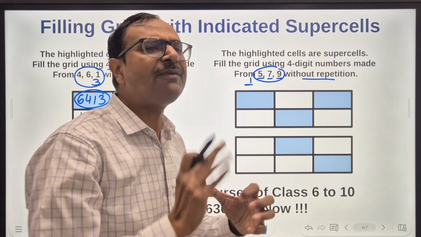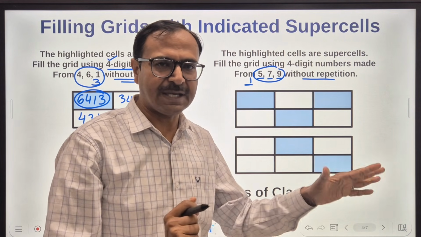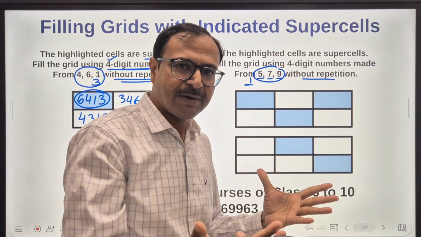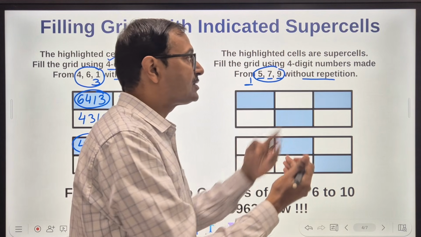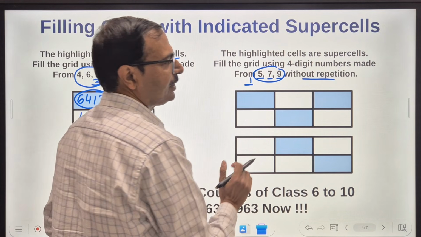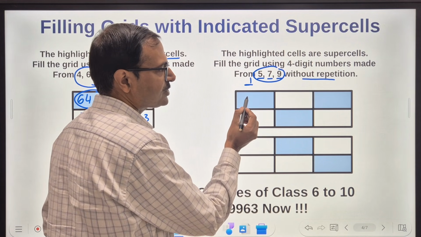That means you can't write 5, 5, 7, 7 like that in a single number. If repetition is allowed, even 3 digits are enough. So I added one more digit because we have written without repetition. Okay. So 4 digits. Now let's consider that this is a supercell.